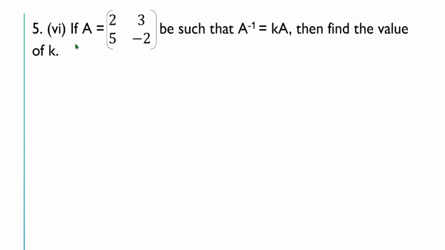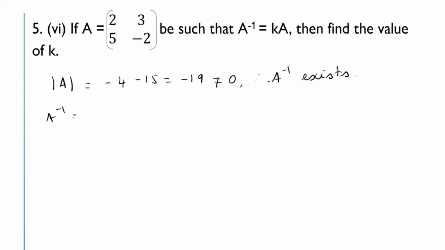Next question, if A is the matrix 2, 3, 5, minus 2, such that A inverse is equal to K into A, then find the value of K. So we are asked to find the value of K if A inverse is equal to K into A. First we will find A inverse. For that we have to check whether A is non-singular. So determinant of A is equal to minus 4 minus 15, it is equal to minus 19, not equal to 0. Therefore, A inverse exists.